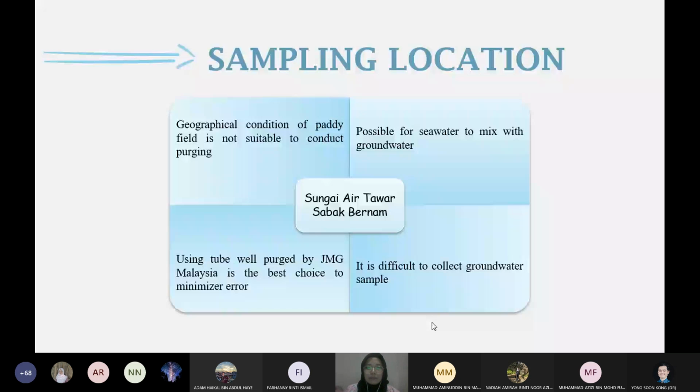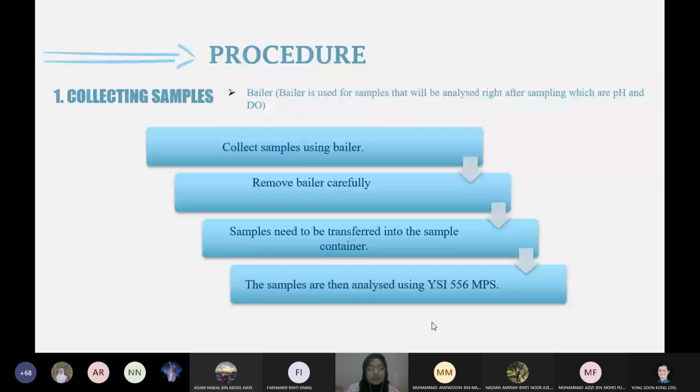We have chosen this place due to some rationale, which includes geographical condition of paddy field is not suitable to conduct purging, where elevation of the area is too low with level of 10 feet. Possible for seawater to mix with groundwater, which will cause error. And it is difficult to collect groundwater sample as water might be locked by clay soil due to high water retention. Next slide. So for procedure, there are two main procedures that we need to follow.